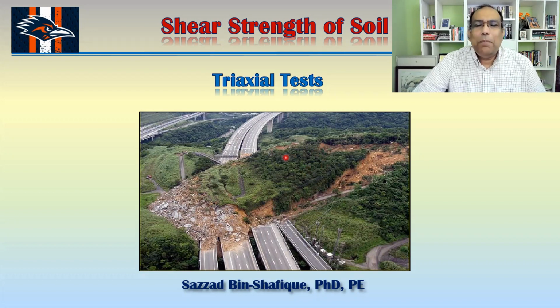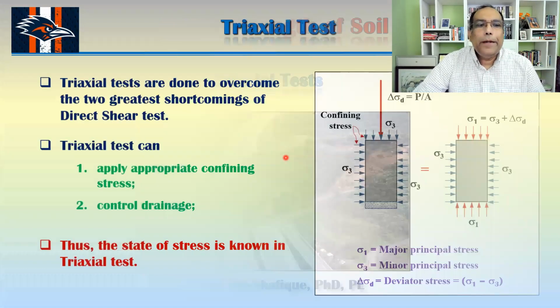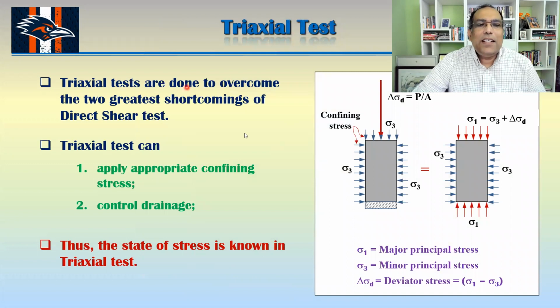Today, we'll be talking about the triaxial test to find out the shear strength of soil. Triaxial tests are done to overcome the two greatest shortcomings of the direct shear test. You can remember the disadvantages of the direct shear test: basically, they cannot apply confining stress and they cannot control the drainage. So to overcome these two shortcomings, we do the triaxial test.